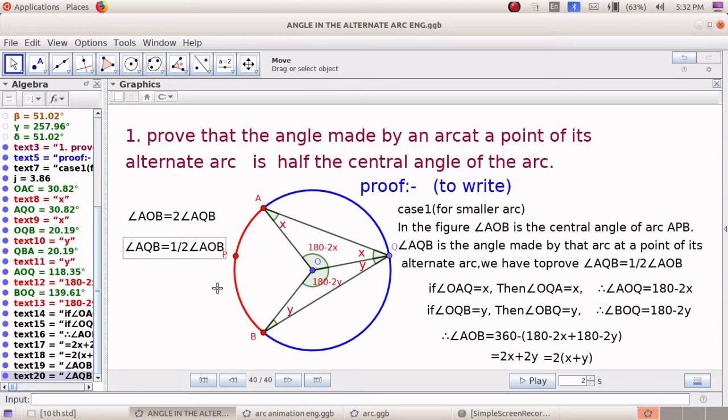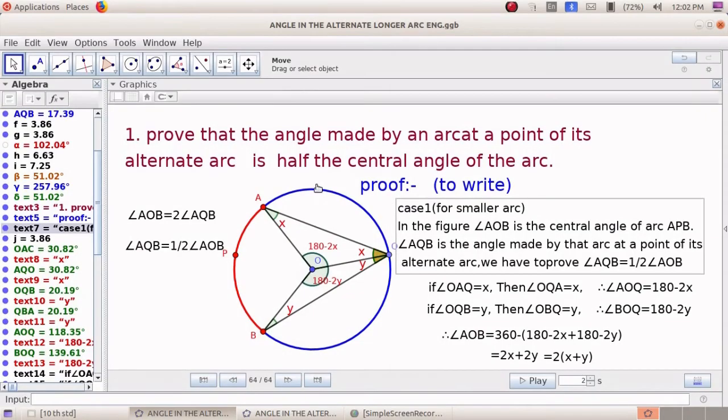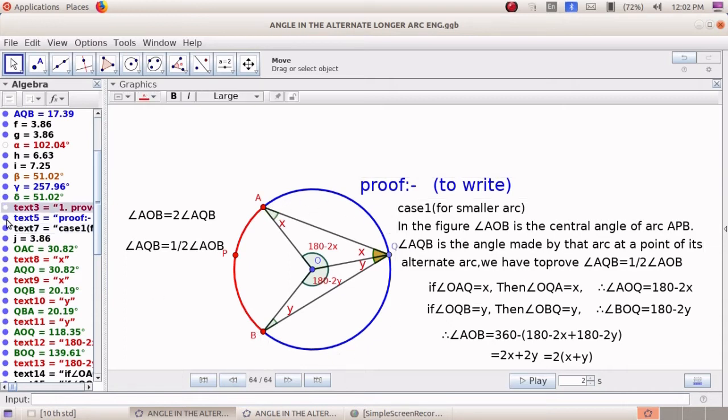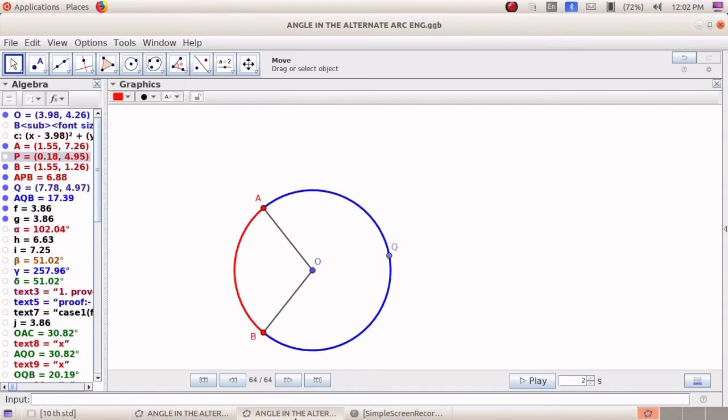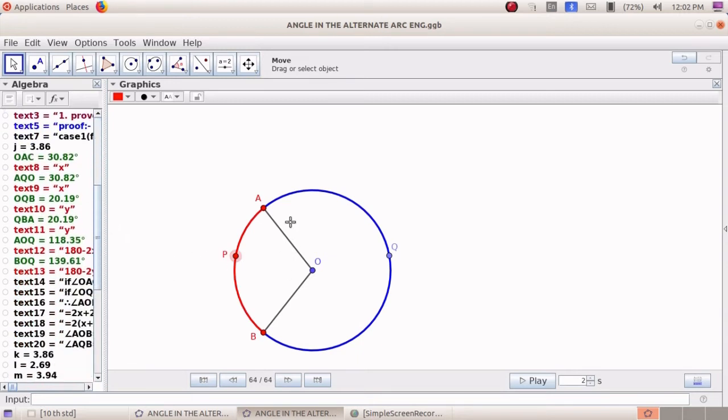Okay, let us try. Now let us consider the longer arcs case. Okay, if we consider the longer arc, when their endpoints are joined to a point on its alternate arc, how will be the figure? Okay, now AQB is the longer arc. Their endpoints A and B are joined to a point P on its alternate arc. That means from A and B we have to join to P, then it will be such a figure.